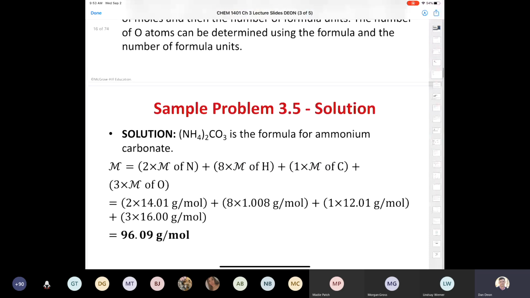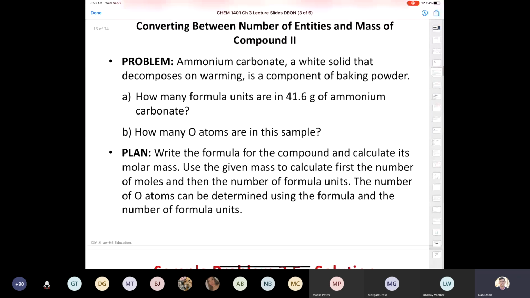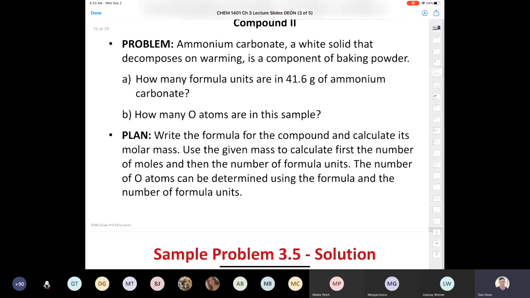With that in mind, what's this one here? It says ammonium carbonate. Good. Ammonium carbonate is a white solid that decomposes on warming. It's also a component of baking powder. How many formula units are in 41.6 grams of ammonium carbonate, and how many oxygen atoms are in this sample?